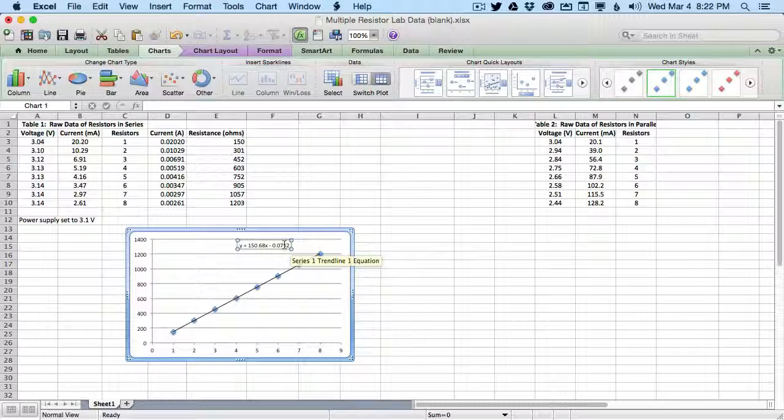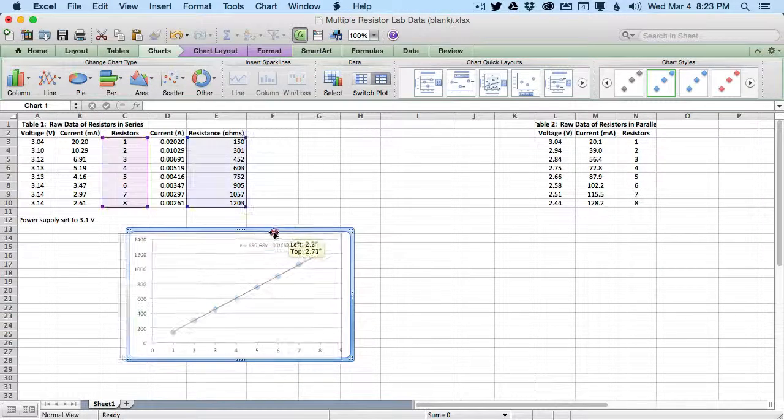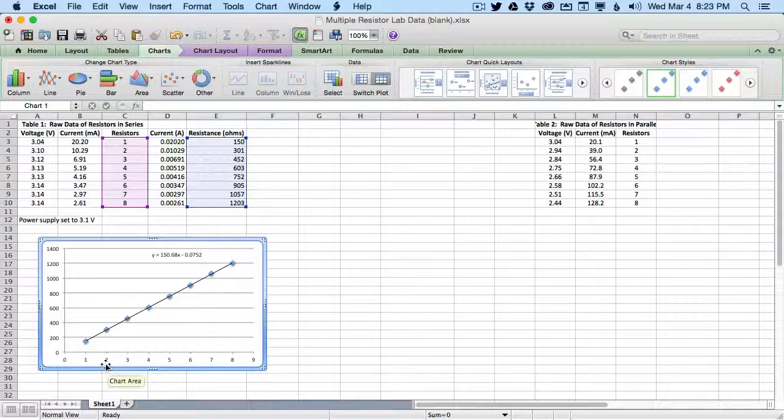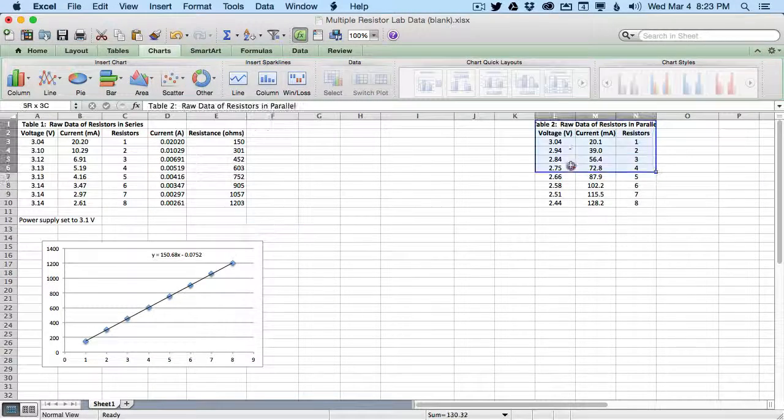y-intercept is about 0. And that tells me that the one resistor is about 150 ohms, and since the y-intercept is 0, I think this equation does look pretty good. I would add axes labels to this, of course. I'd add a title, but we're just going to go ahead and move on for now.